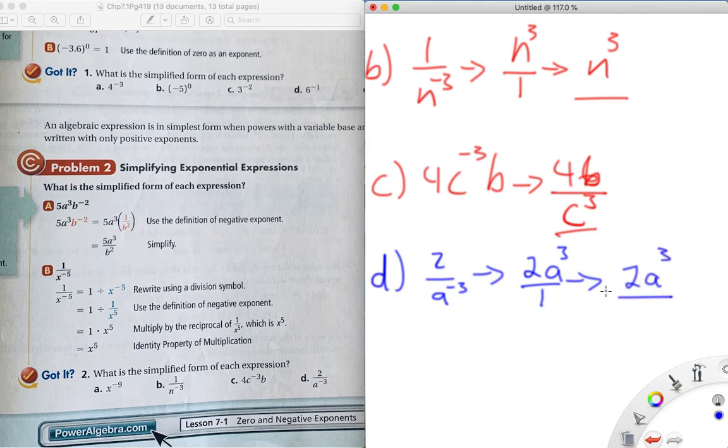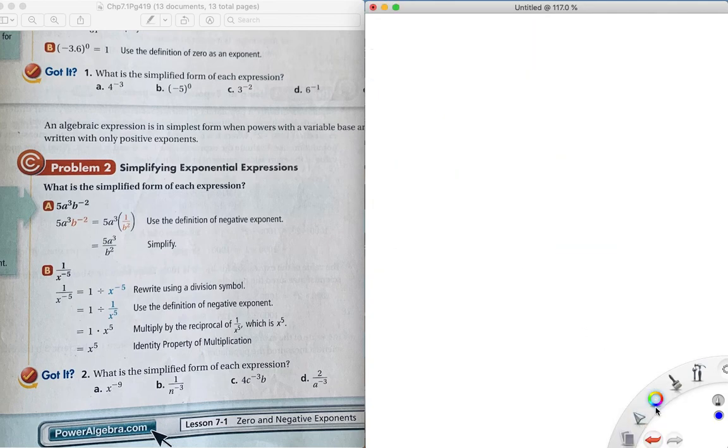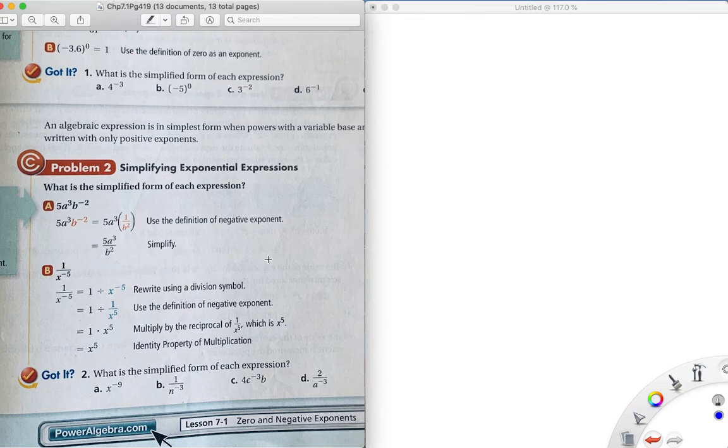So an expression is not simplified if the exponent has a negative sign in front. You have to get rid of that negative exponent by putting it in the denominator or numerator, depending on whatever the reciprocal is, and then it will be simplified.